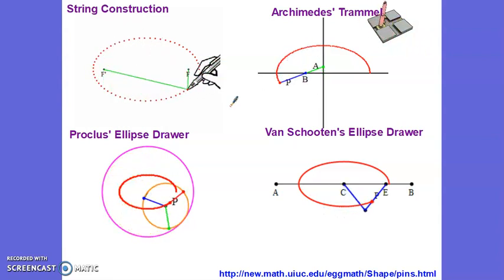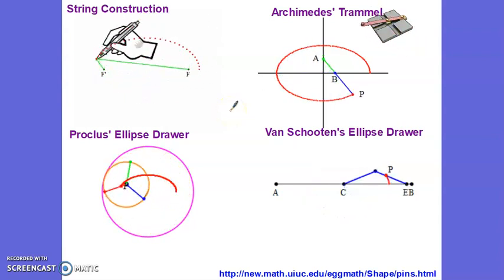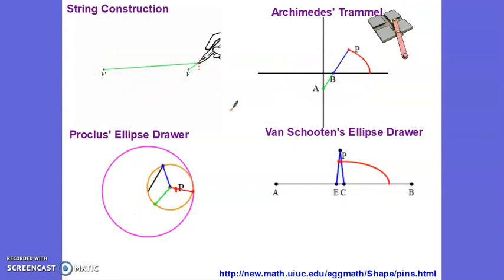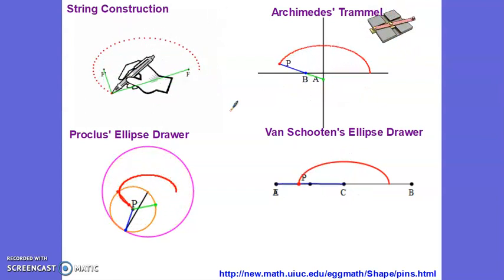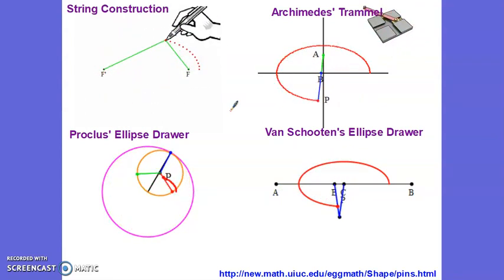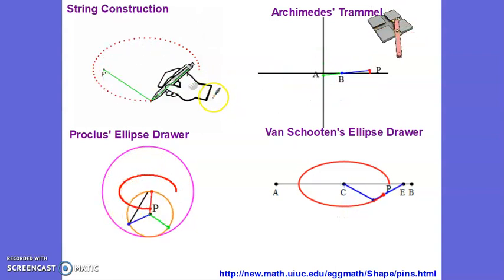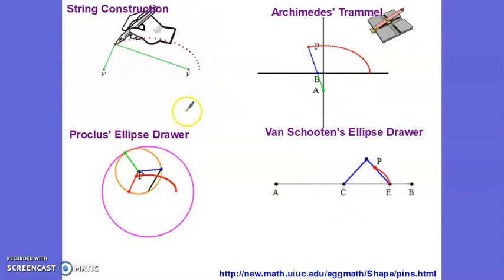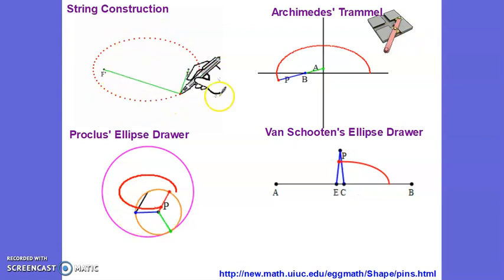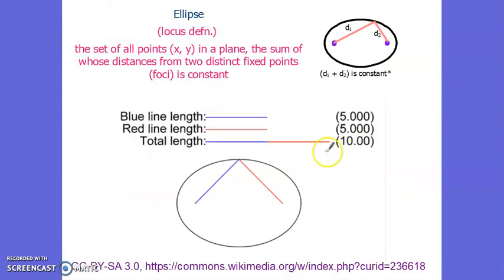A lot of famous mathematicians throughout the centuries have researched ellipses because they're very applicable to what we do in the real world. Probably the easiest way to understand ellipses is this string construction up at the top. An ellipse can be defined as the set of all points, the sum of whose distances from two distinct fixed points is constant. Basically, we have two foci, right?